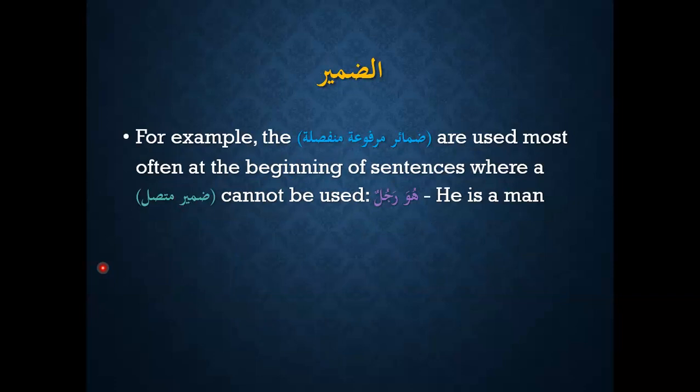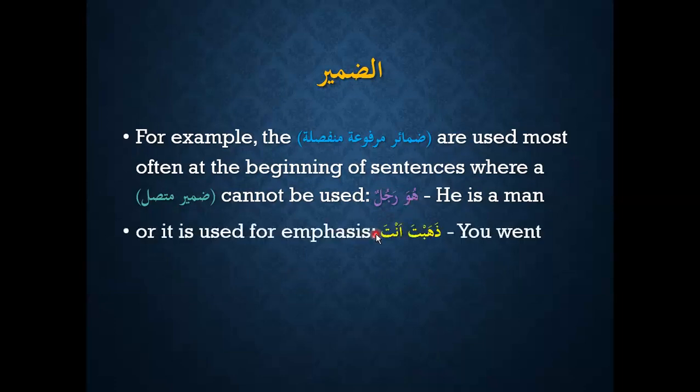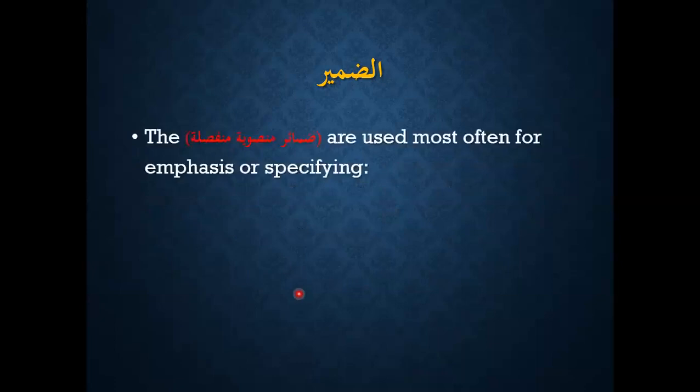In the beginning, how would you have the dhamir in the beginning? You can't start off with a dhamir that is attached, because a dhamir does not exist unless it is attached to something. So, huwa, you use in the beginning. Who, you can't use just who, rajul, because who cannot exist without being connected to something. Or it is used for emphasis. Dhahabta anta, you definitely went. Or iyyaka na'budu, as we just mentioned.